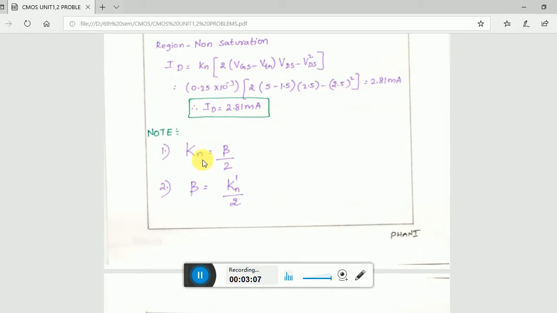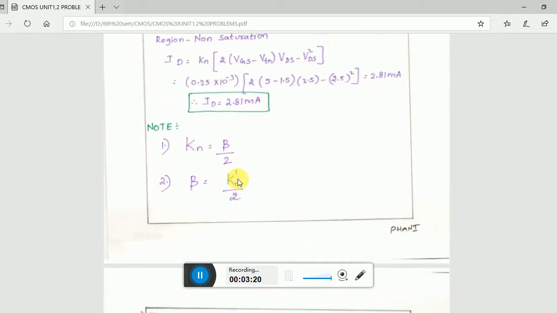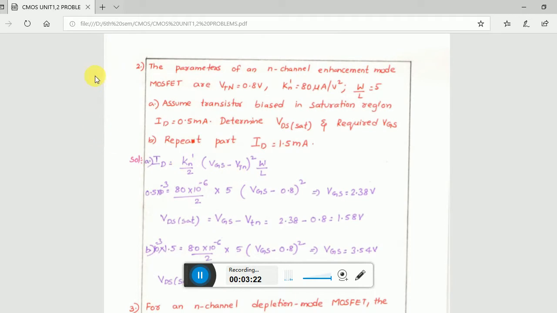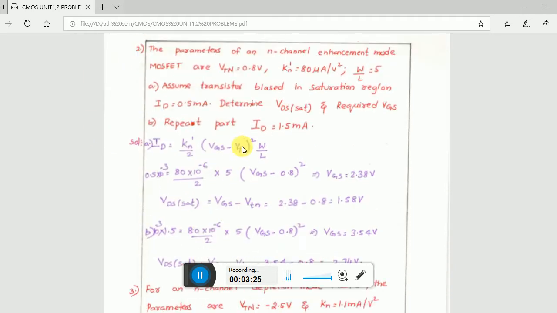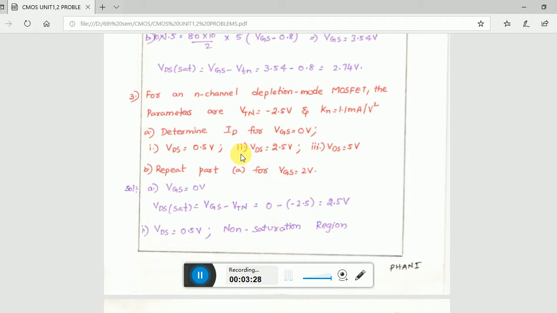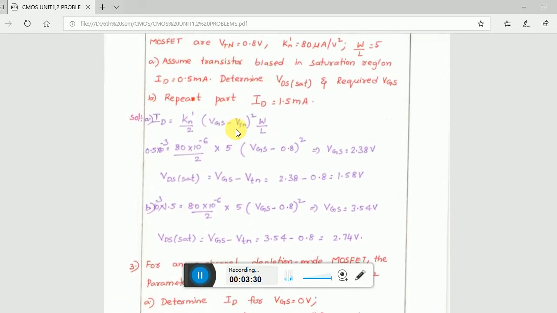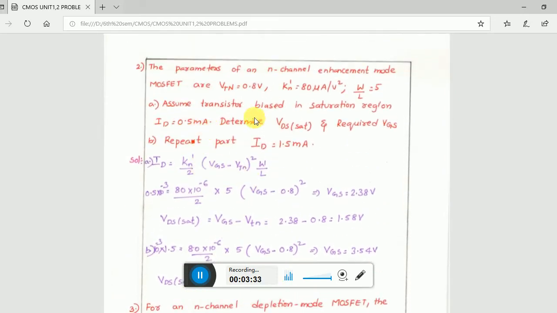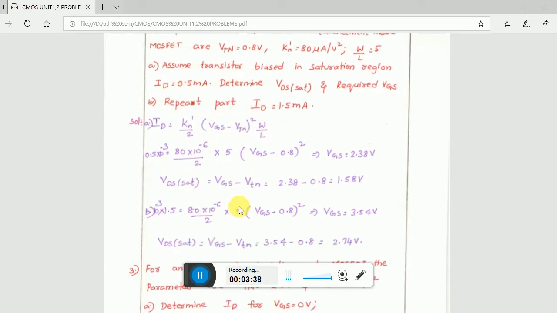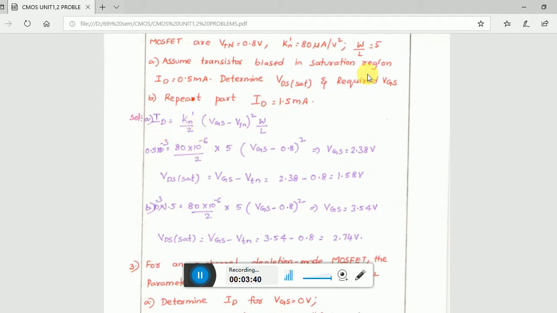So this is a simple note. If Kn is not given but beta is given, then Kn is beta by 2. If beta is given and Kn dash is given, to find beta, it is Kn dash by 2. Those are the simple formulas. And when we go to VT, these are the same simple problems. Just to note here, if Kn dash is given, you have to divide it by 2, so it's the beta value.